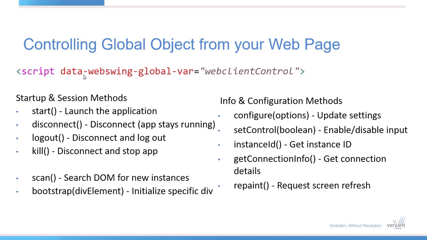For finer control, you can block bootstrapping by setting autoStart to false, and then you can activate the DOM manually. Scan reruns the full DOM search for data-webswing-instance attributes, and that'll pick up any new div elements that you've added dynamically to the page. And you can also start a specific div by using the bootstrap function, passing it the specific div element. This is useful when you have multiple instances.